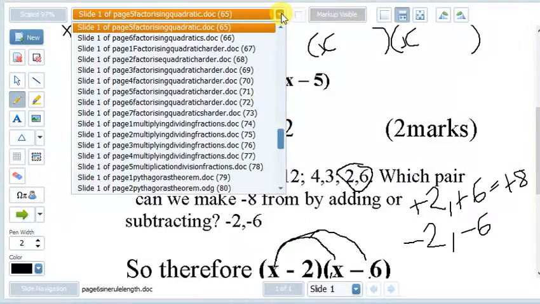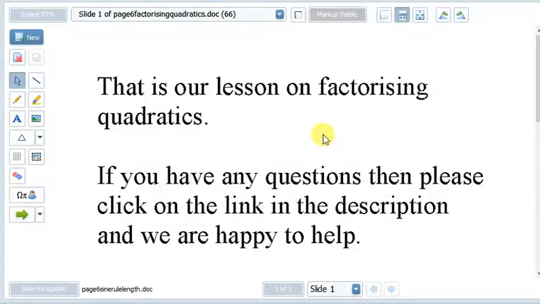So give yourself a big well done if you managed to get all of them correct. And that is our quick lesson on Factorising Quadratics.